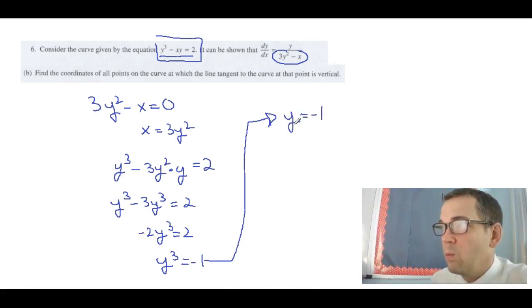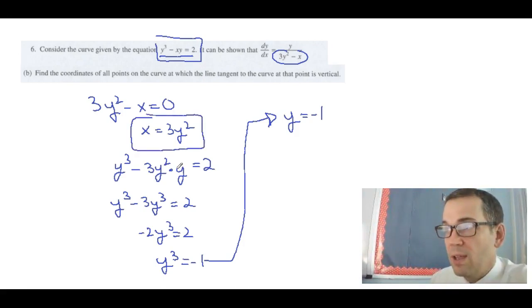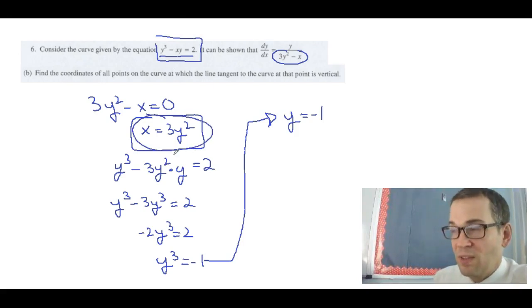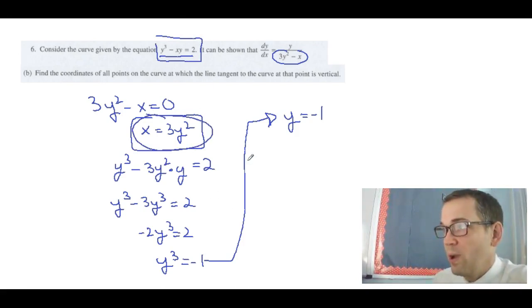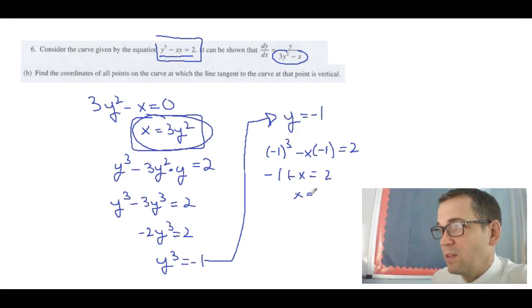And we want to figure out the x value for this curve when y equals negative 1. I can either use this relationship and get that x is going to equal 3 times negative 1 squared, or 3, or I can go into the original equation with negative 1 and solve it. The easiest thing is to go into here, and that should give you x equals 3. But if you did it the other way and said, negative 1 cubed minus, I don't know the x value, times negative 1 equals 2, that gives me negative 1 plus x equals 2, add 1, gives me x equals 3.